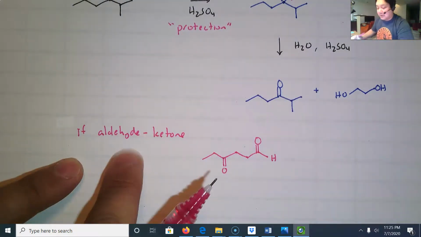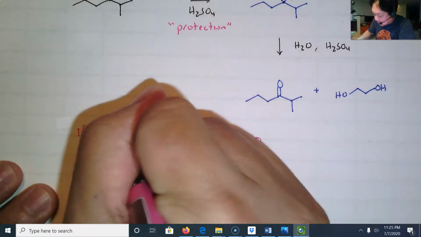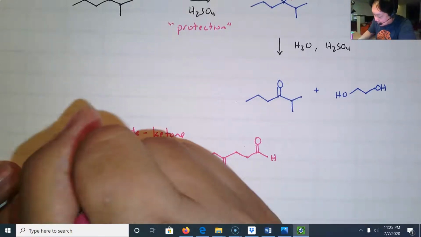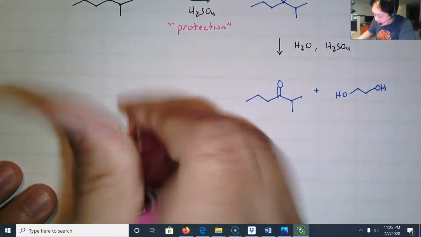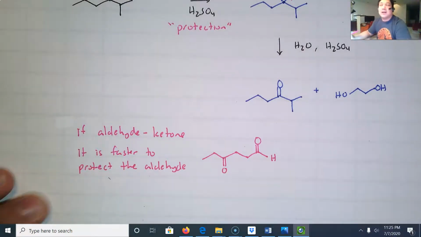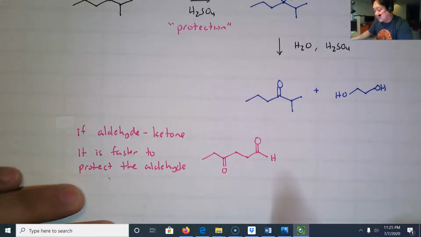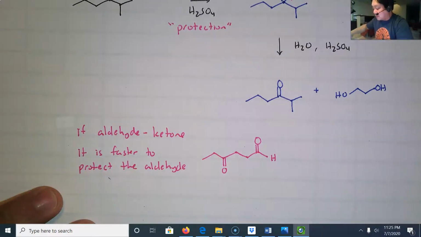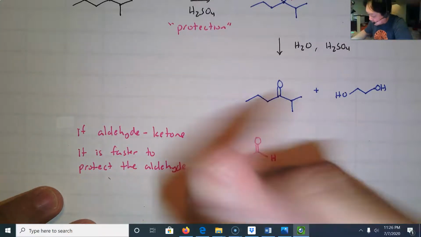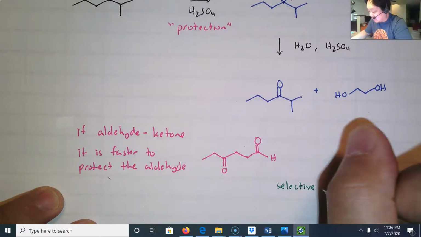If you have an aldehyde ketone, it is faster to protect the aldehyde. That has something to do with electronics, that this is more reactive, this is more partial positive, but also it has to do with sterics because this is less crowded. And so what I'm saying is that you can selectively protect an aldehyde over a ketone if they're on the same molecule.